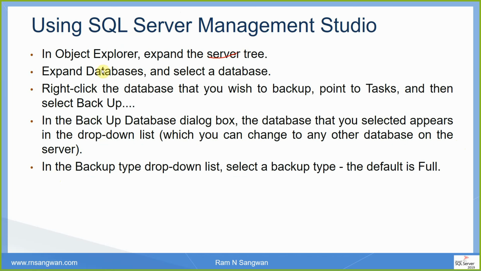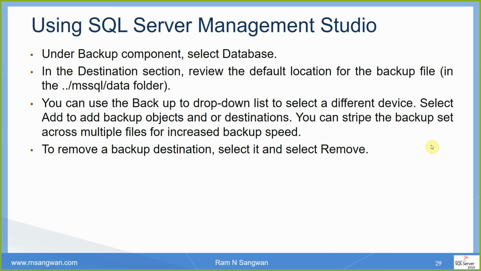So expand the server name, expand the database, select the database, right click on the database name, go to Tasks and then Backup. In the Backup Database dialog box, choose the database you want to back up in the drop down list, which you can change to any other database on the server. In the backup type drop down list, select the backup type. Default is full. Differential, transaction log backup, file backup, and file and file group backup will not appear if the recovery model is not full recovery model.